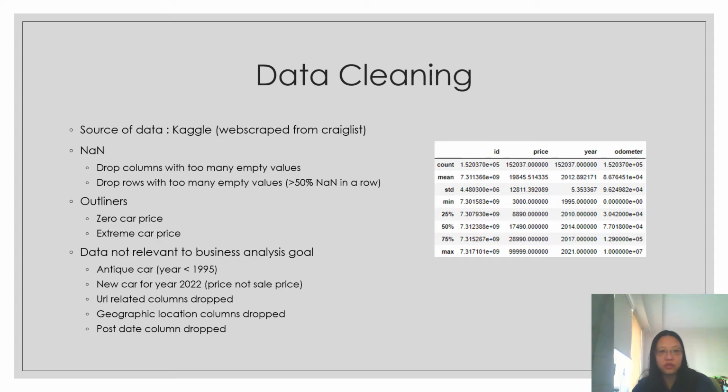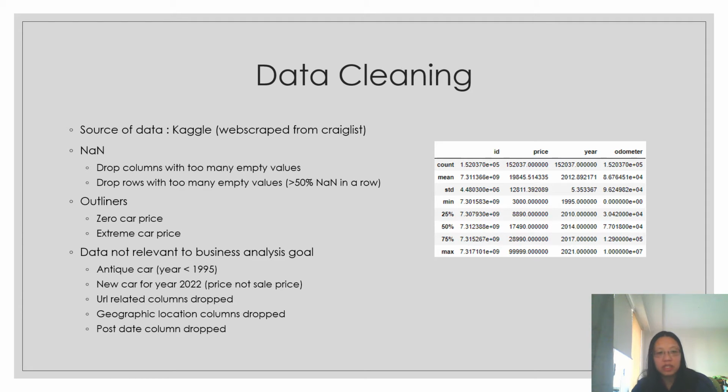I drop columns with too many empty values in rows and also rows with too many empty values. I define too many to be 50%. If it is more than 50%, they will be dropped. I handled outliers, which means they have zero car price or the car price is too extreme. Here I define extreme to be less than $3,000 and more than $100,000 for a used car.